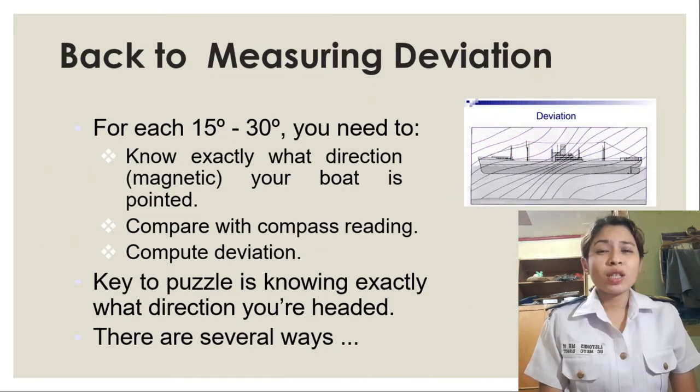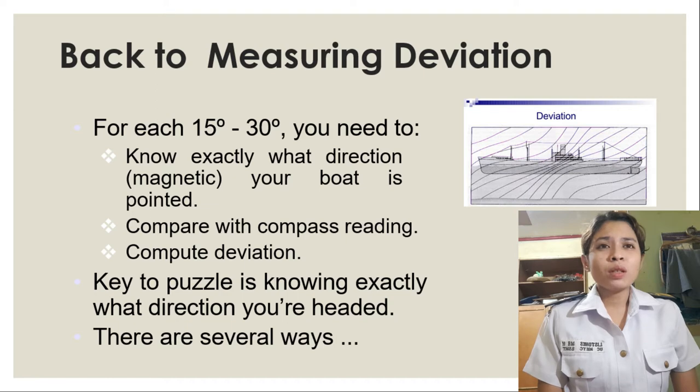Next, let's go back to measuring the deviation. For each 15 to 30 degrees, you need to first know exactly what magnetic direction your boat is pointed. Second is to compare it with the compass reading, and third, compute the deviation. The key is knowing exactly what direction you're headed, and there are several ways. Remember, deviation changes each time the boat alters course.